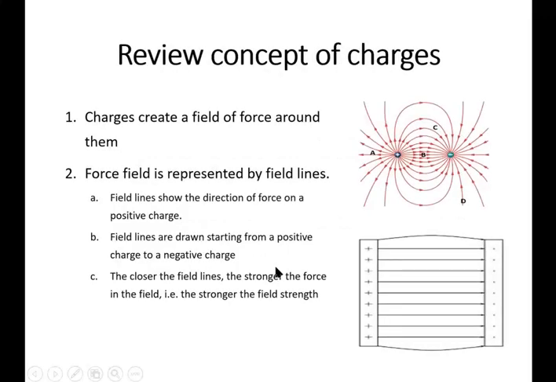Let's go through what we've learned so far about charges and electric field. First of all, charges. We know charges create electric field around them, and electric field are lines of force. Charges create a field or force around them, and force field is represented by field lines. So field lines show the direction of force on a positive charge, and field lines are drawn starting from the positive charge to the negative charge. The closer the field lines, the stronger the force in the field. That is, the stronger the field strength.